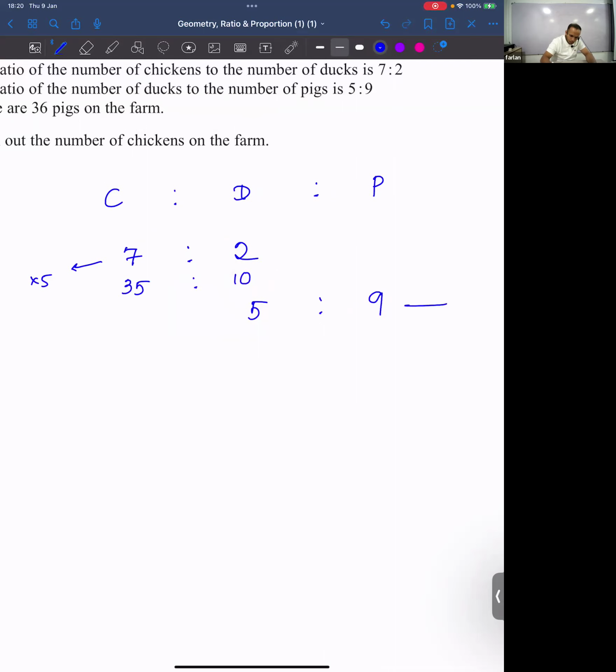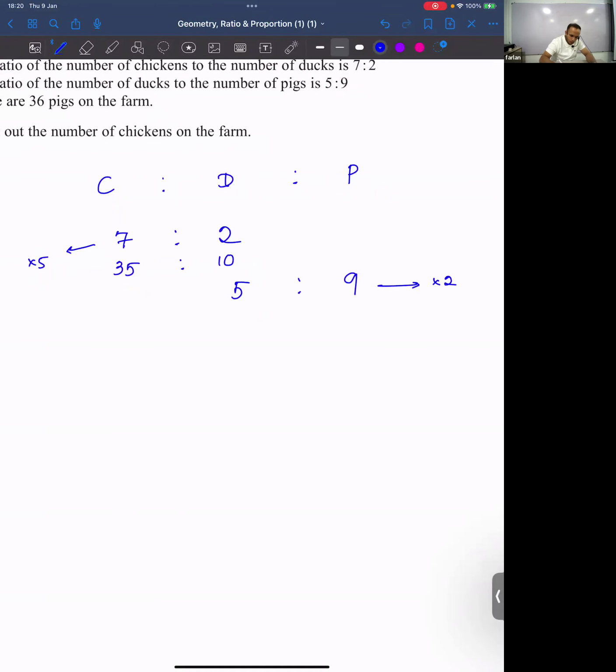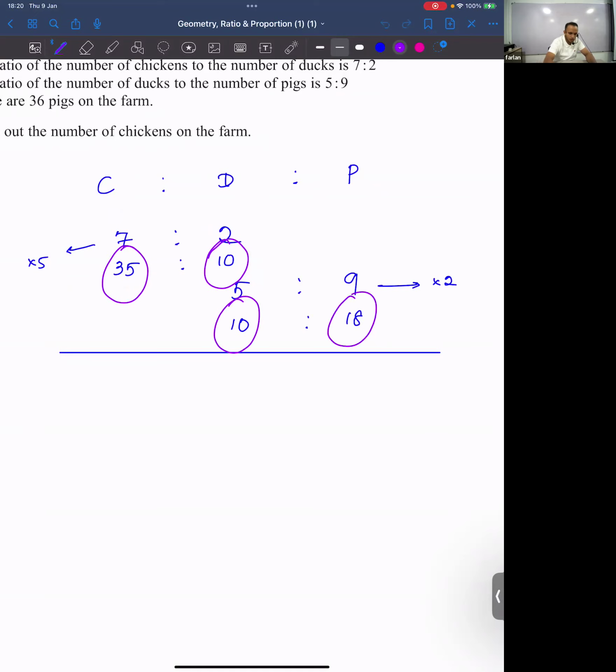The second ratio I'll multiply by 2. 2 into 5 is 10, 2 into 9 is 18. Now we get a single ratio. Look at this. Chickens to ducks is 35 to 10. Ducks to pigs is 10 to 18. So it is 35:10:18. That is a single ratio which connects all three. Understood?